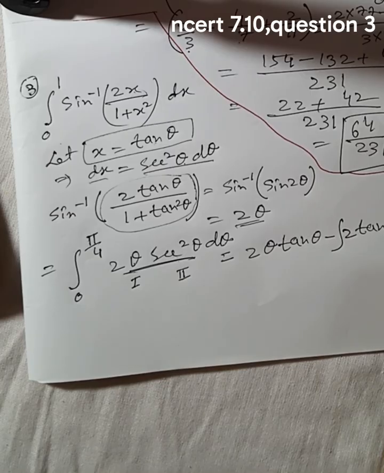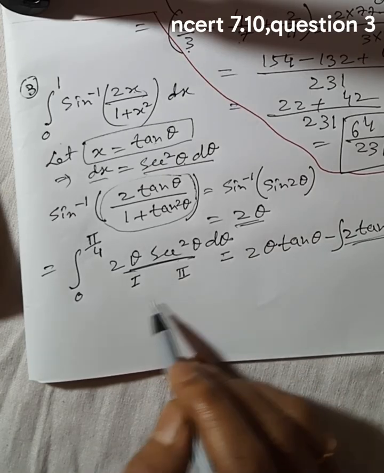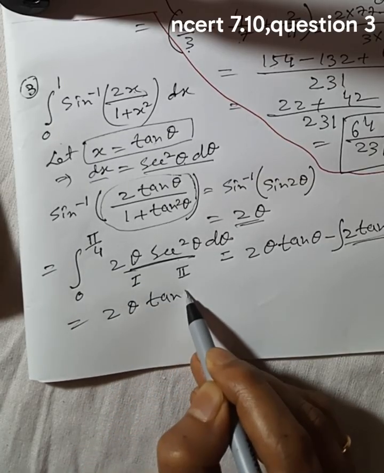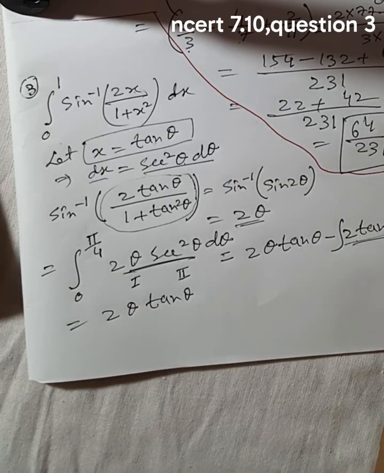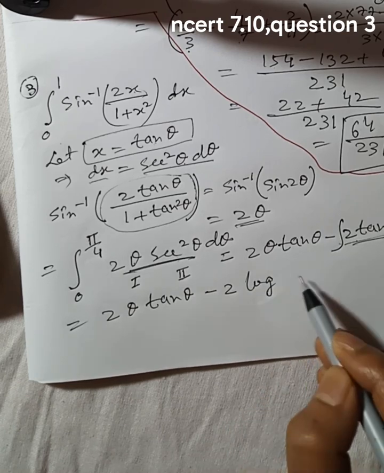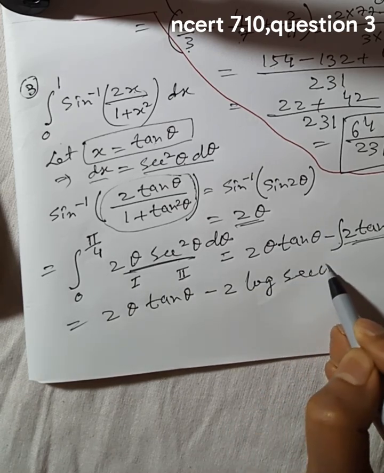Next we integrate again this value. So this will be 2 theta tan theta, and this comes minus 2 times integration of tan theta, which will be log sec theta.